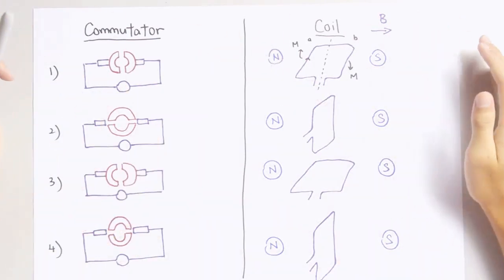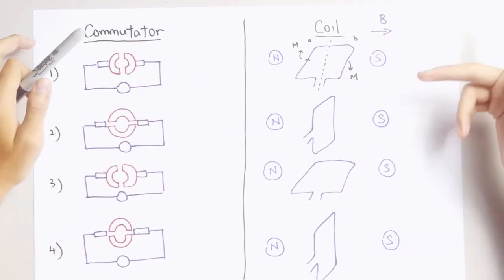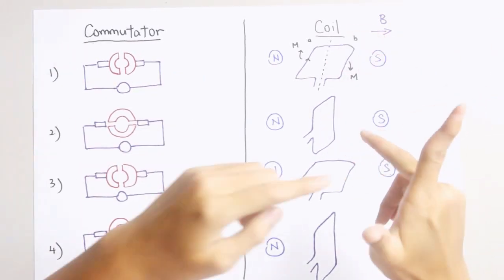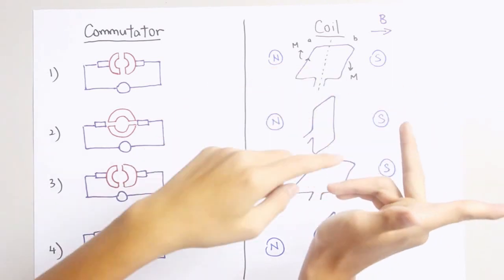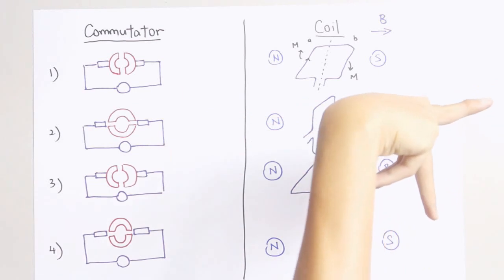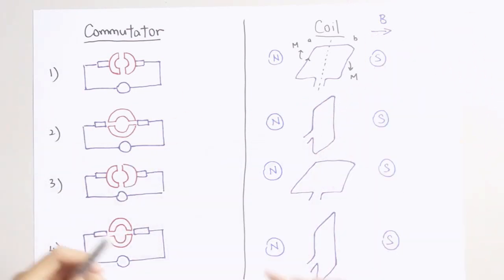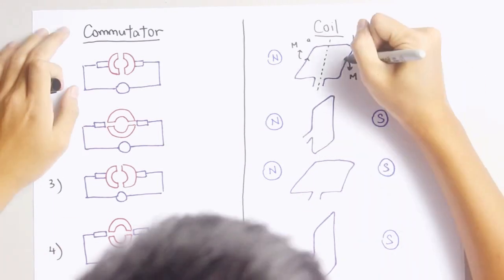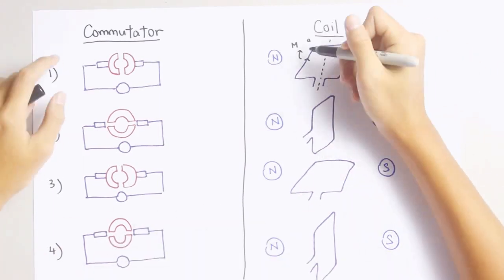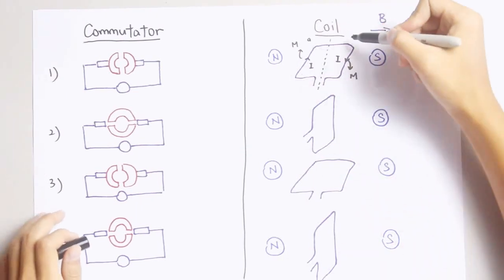Now we move on to side B. Same thing, the B force is in this direction, and the motion is in this direction, moving downwards. So the induced current is in this direction. The current is induced in the coil. So this is how the current flows.